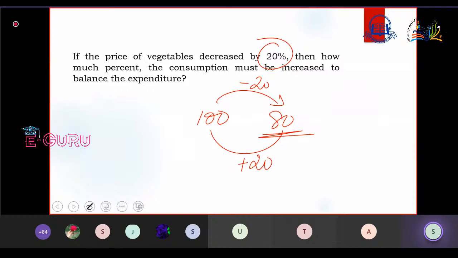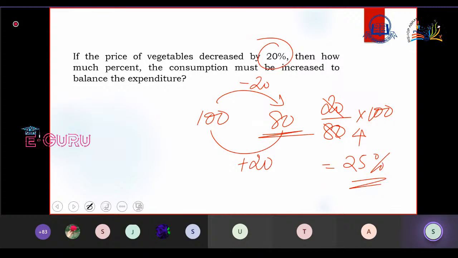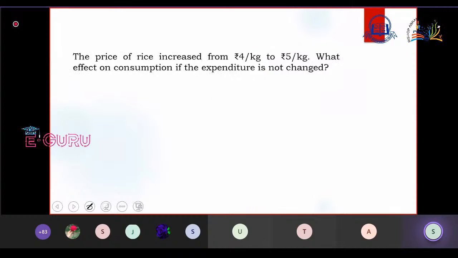So when we are making it into percentage, it will become 20 by 80 into 100, right? So 100 by 4, it will become 25. So we can say that we need to increase the consumption by 25%, so that the expenditure remains the same. Here we need to increase the consumption because the price is reduced. So if the same amount we need to spend, we have to increase the consumption here. That's it.